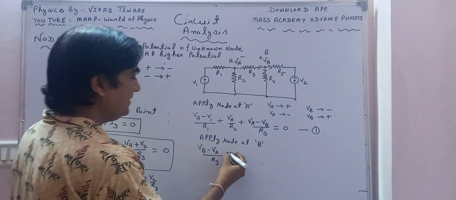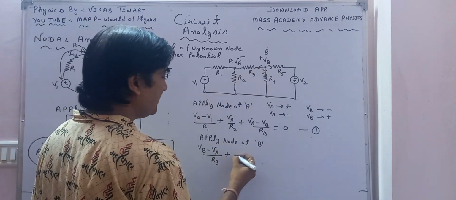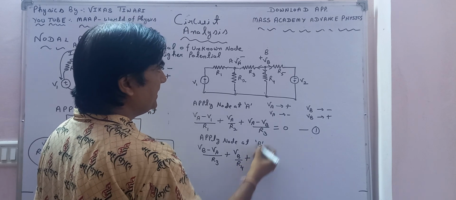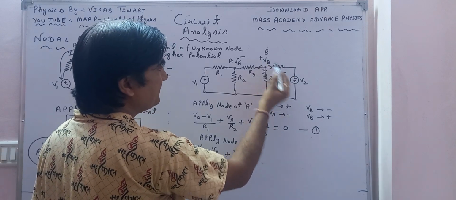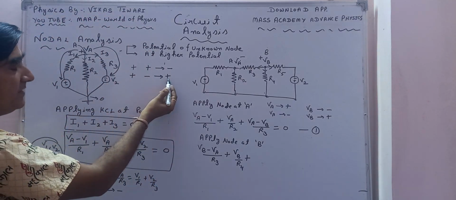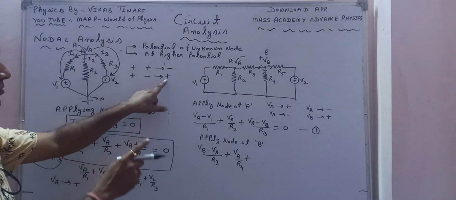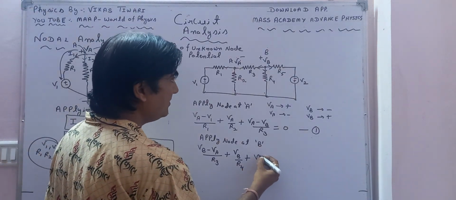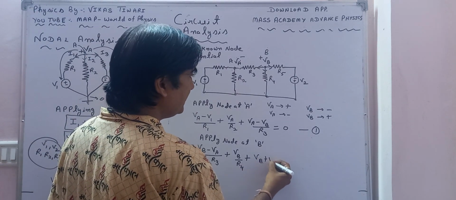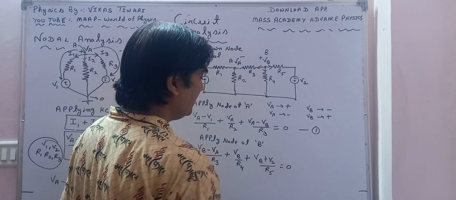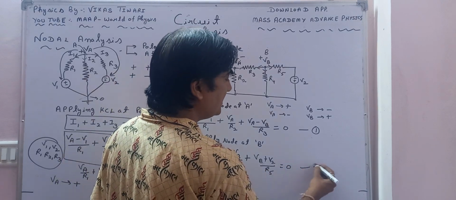Okay, then for this particular branch VB upon R4 plus, in this branch plus faces the negative terminal of the battery. When plus faces the negative terminal of the battery, the sign between the two voltages will be taken as positive. So I will say VB plus V2 upon R5, and it is equal to 0. So this is equation 2.